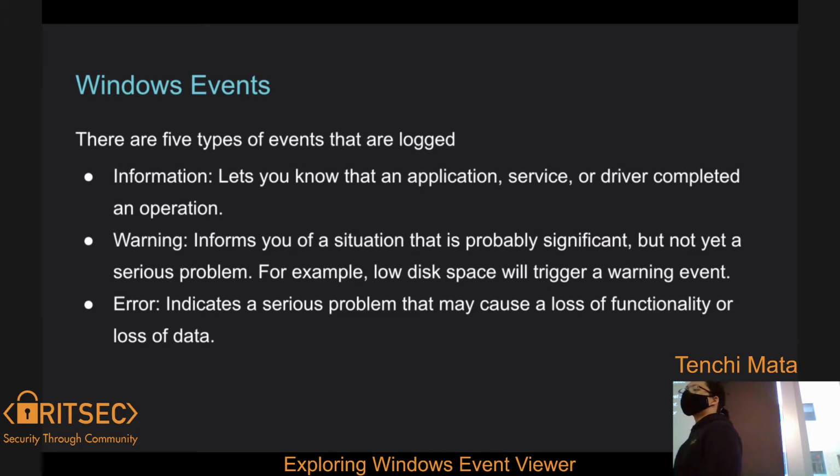Next up, we got warnings. It informs you of a situation that is probably significant, but not yet a serious problem. An example is low disk space will trigger a warning event. Also, if an interface is not properly connected or has been disconnected, that might be a thing as well. Then next up, we have an error, which indicates a serious problem that may cause loss of functionality or loss of data. So I retract that previous statement. This will probably show up as an error. So if your system can't access the interface, the NIC itself, it'll probably throw an error event.